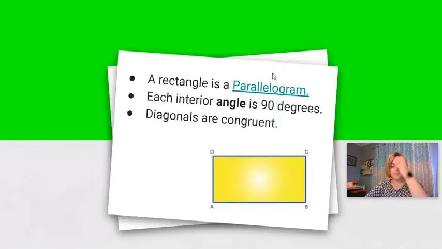The parallelogram, first of all, so all those rules apply. Opposite sides are congruent, opposite sides are parallel, consecutive angles, everything we just talked about in parallelogram. But each interior angle is also 90 degrees. So every one of these angles, A, B, C, D, are each 90, which means they add up to 360. And the diagonals in this case would be exactly the same.